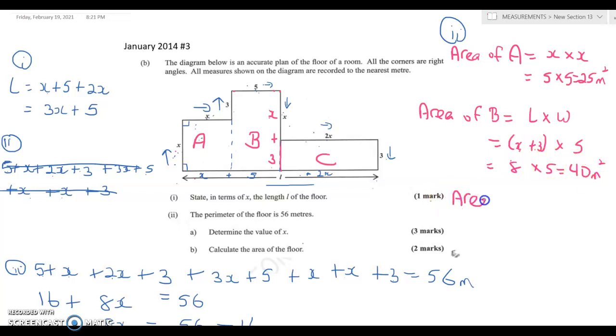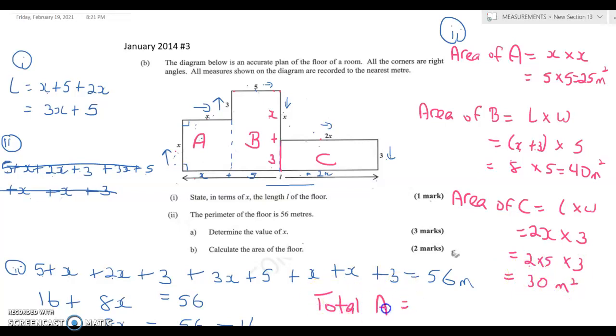And let's find the area of C. Again, length by width. And the length is what? 2x times the width, which is 3. x is 5, so that's 2 times 5, which is 10, times 3, 30 meters squared. So the total here would be 25 plus 40 plus 30: 25 plus 40 is 65, and 30 more, 95 meters squared.